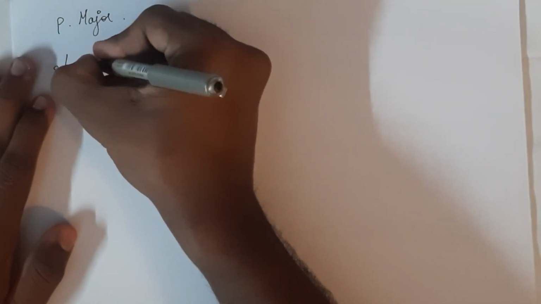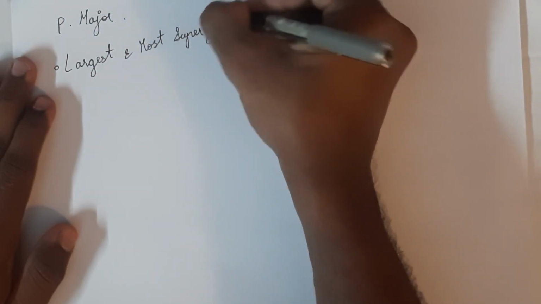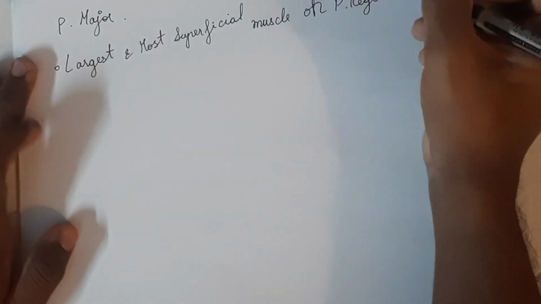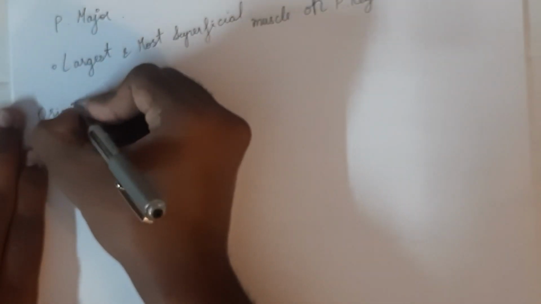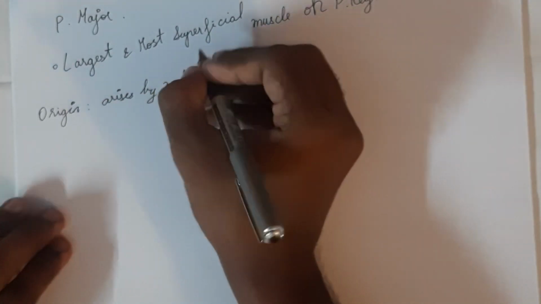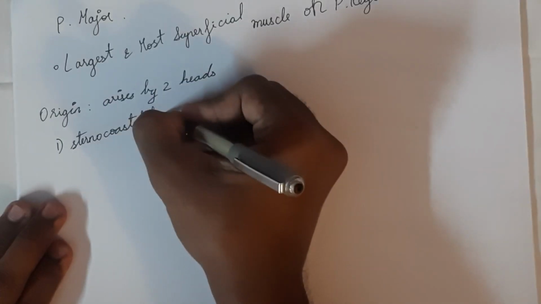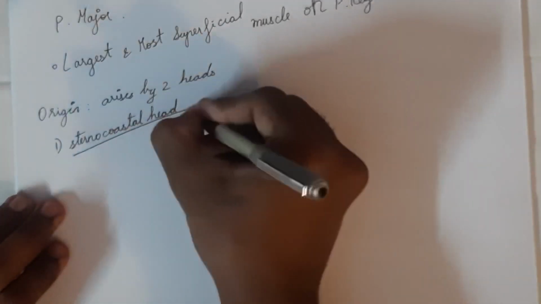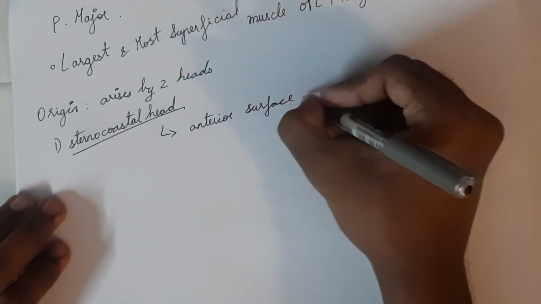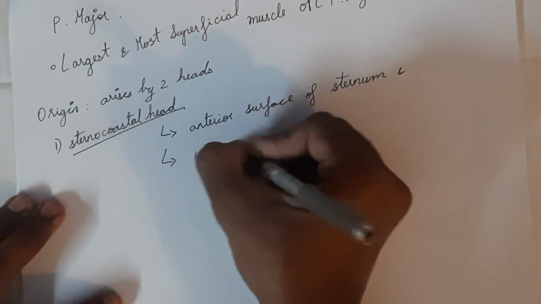And now moving on to the pectoralis major muscle. It is the largest and most superficial muscle of the pectoral region. Origin arises by two heads. It has two heads of origin. First one is the sternocostal head. It arises from the anterior surface of sternum and upper six costal cartilages.